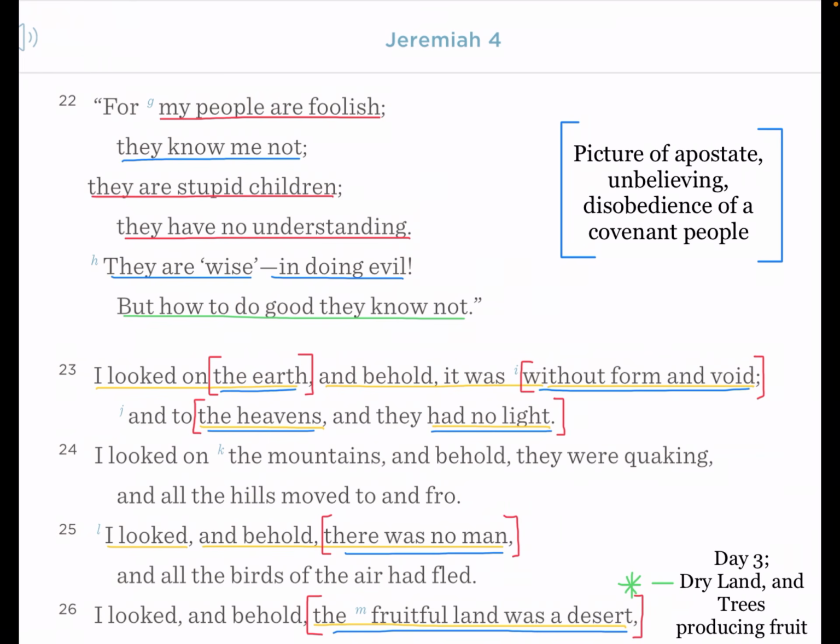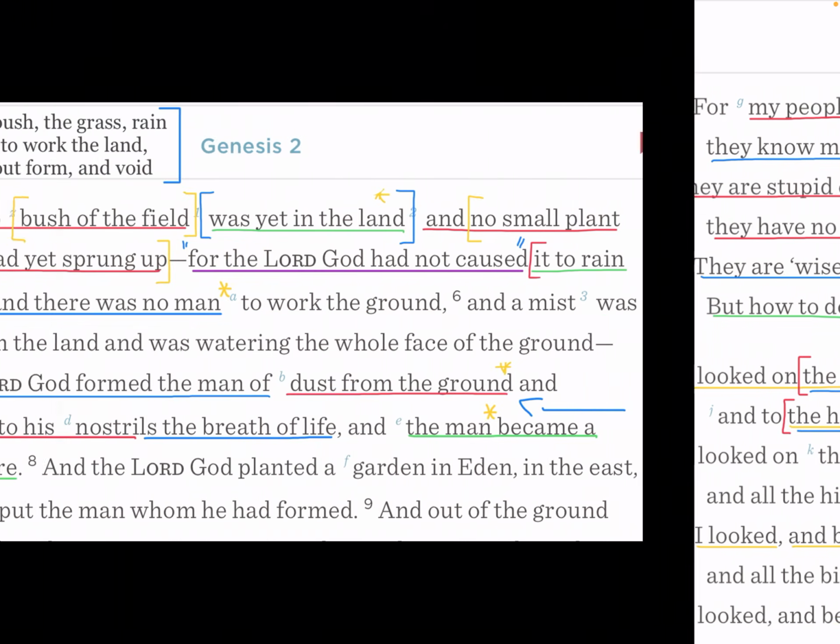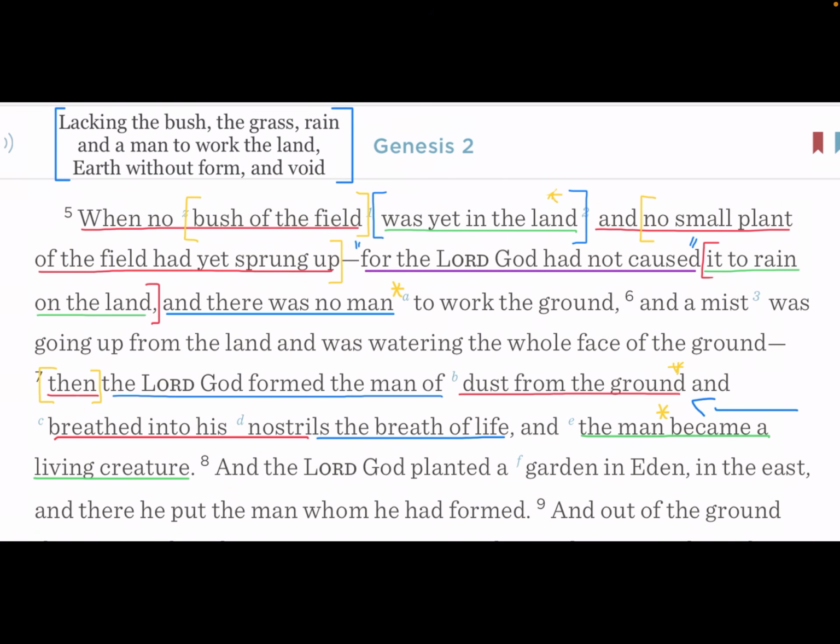And that people is described in Jeremiah 4 as, "My people are foolish, they know me not. They are stupid children and have no understanding. They are wise in doing evil, but how to do good they know not. I looked upon the earth, and behold, it was without form and void, and as to the heavens, they had no light, and there was no man, and the fruitful land was a desert. The dry land no longer had trees producing fruit, because there was no man to till the earth. It was without form and void. There was no grass, there was no herb," just as we find in Genesis 2 at the beginning of Adam.